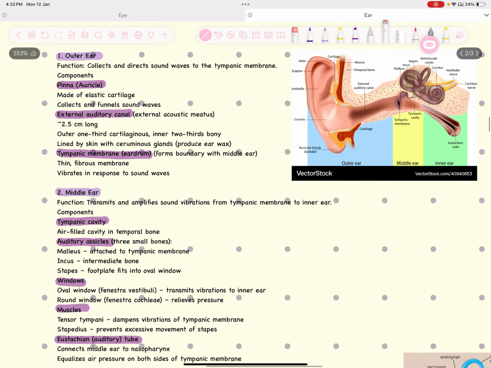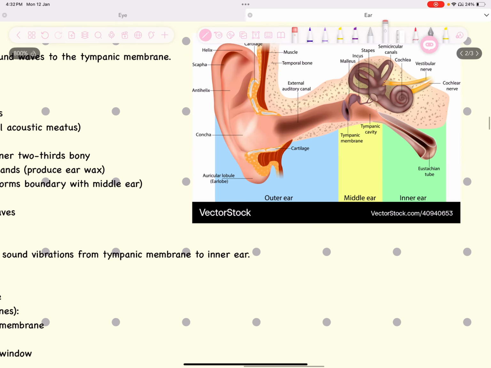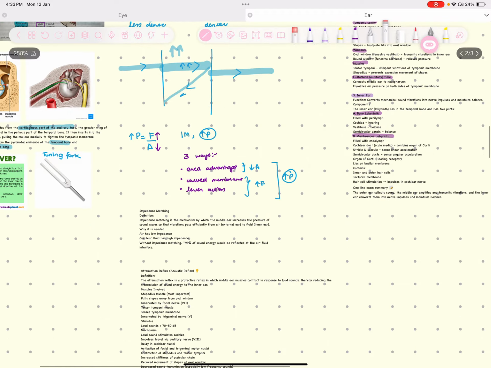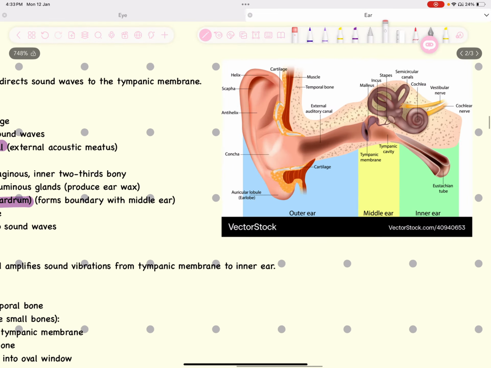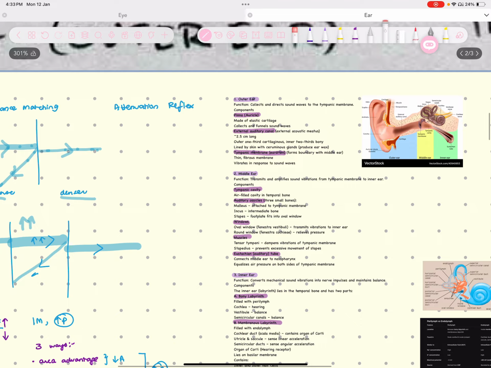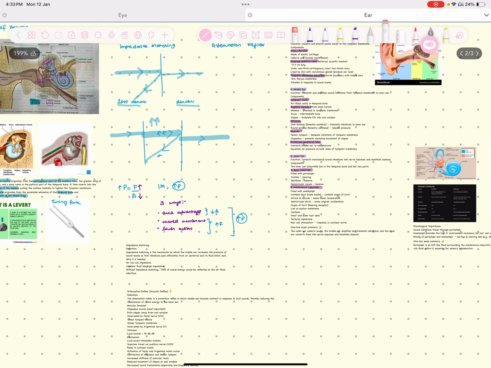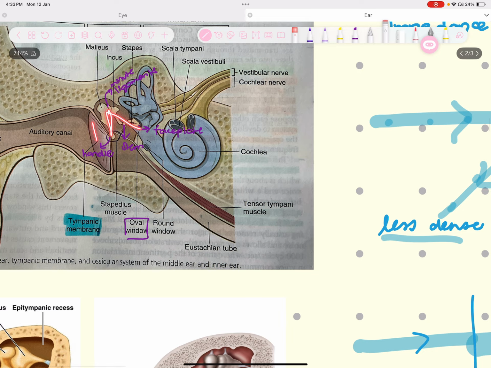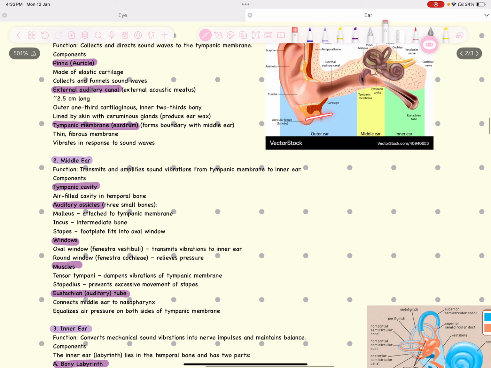Middle ear's function is that it transmits and amplifies sound vibrations from tympanic membrane to the inner ear. So there has to be something that amplifies, and amplification is known as impedance matching. Impedance matching is done by the ossicular system and the tympanic membrane. So tympanic membrane and ossicular system collectively do the impedance matching. That is one thing you need to know. Tympanic membrane we already studied is part of the outer ear.